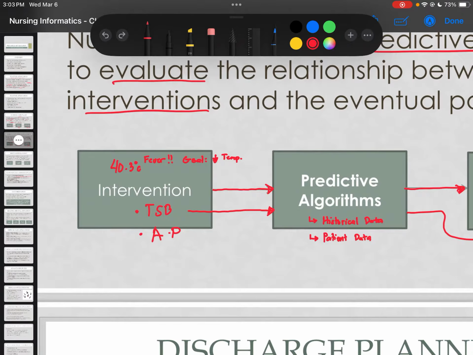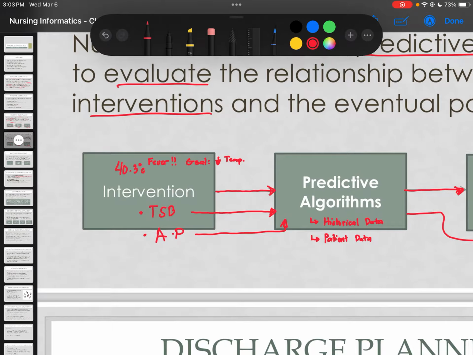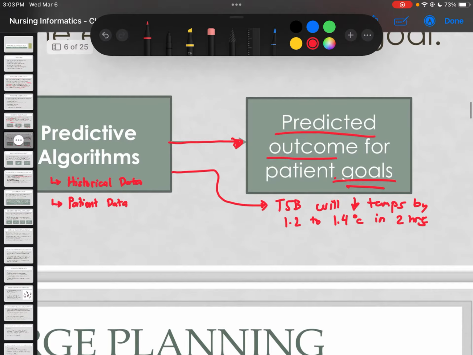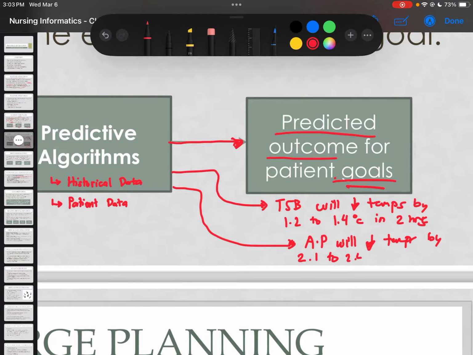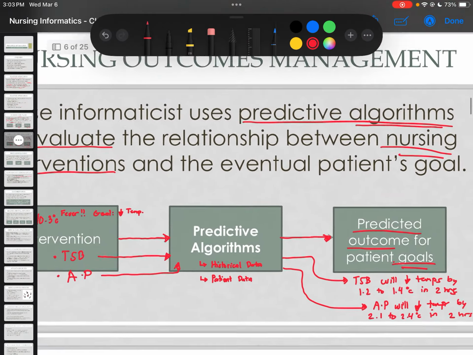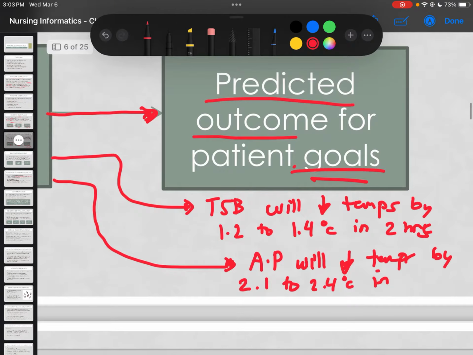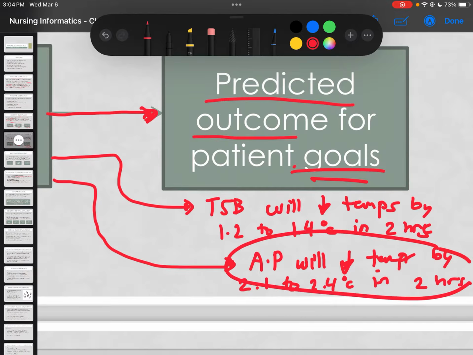Let's say for example, aside from that, we also input our antipyretics. We input our antipyretics. And it will also give us a prediction. Antipyretics will decrease temps by 2.1 to 2.4 degrees Celsius in 2 hours. Okay? Now, based on that prediction class, which one do you think is more effective? Diba? Obviously, this one is more effective, diba? Because it decreases temps even more.